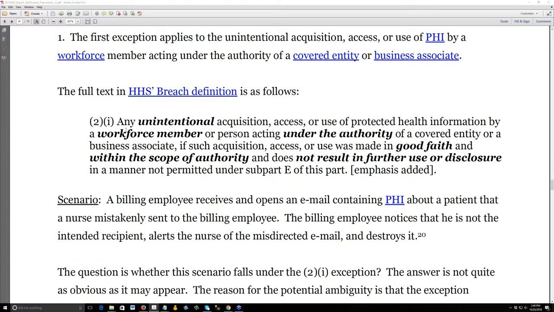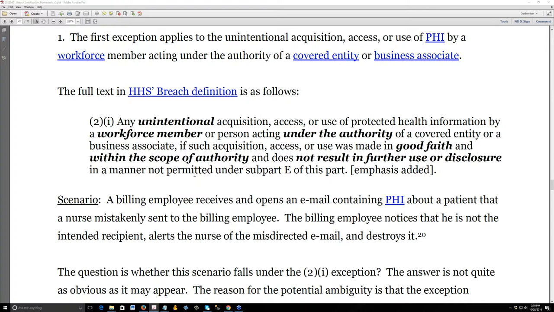Okay, here's one of the exceptions. Any unintentional acquisition, access, or use of PHI by a workforce member or person acting under the authority of a covered entity or business associate, if such acquisition, access, or use was made in good faith and within the scope of authority and does not result in further use or disclosure in a manner not permitted under this subpart. All they're saying is in a manner that doesn't violate the privacy rule, okay?